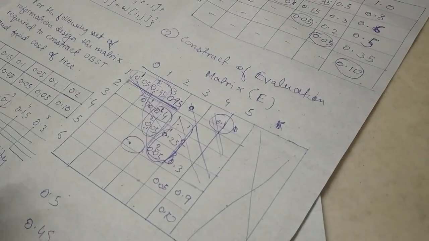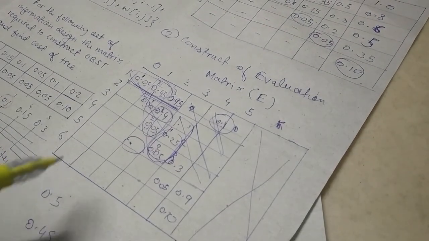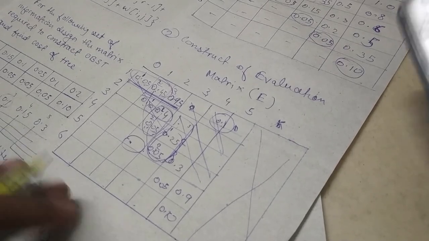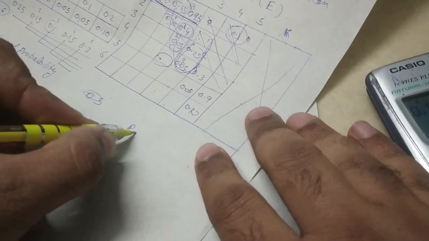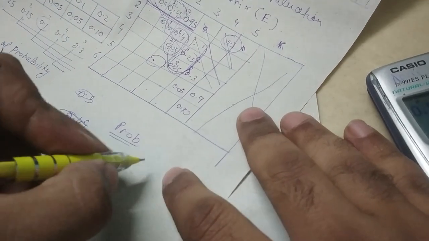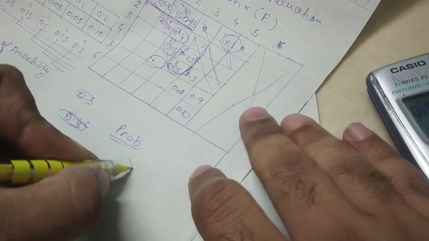I hope you guys understand. Please try to solve it. I will send you the solution. So the trick is, for probability we are having the diagonals.